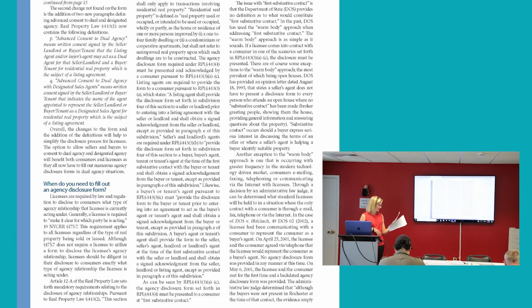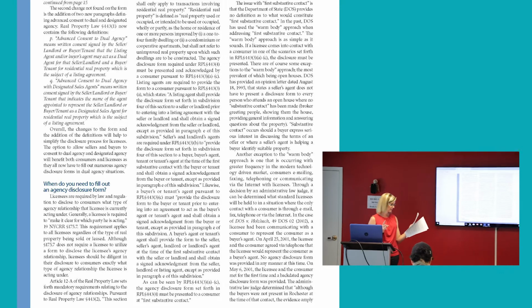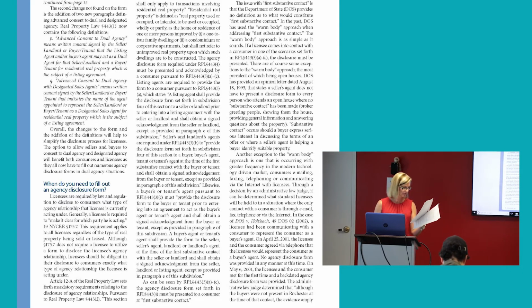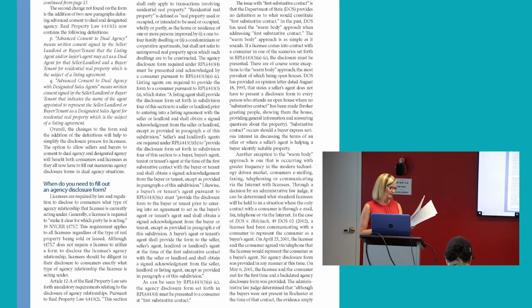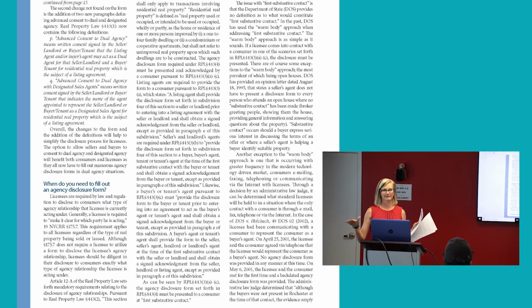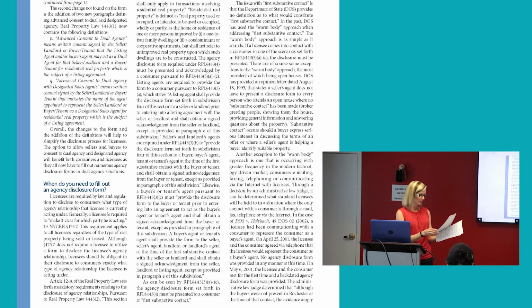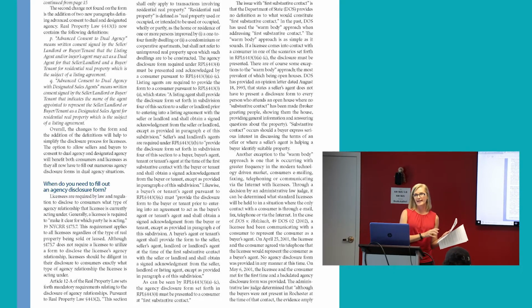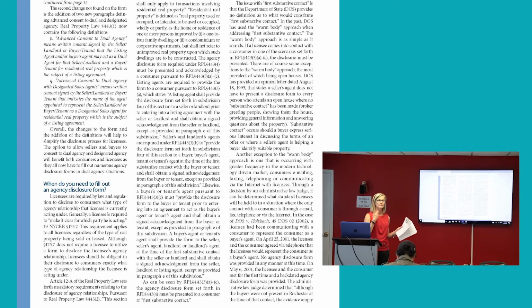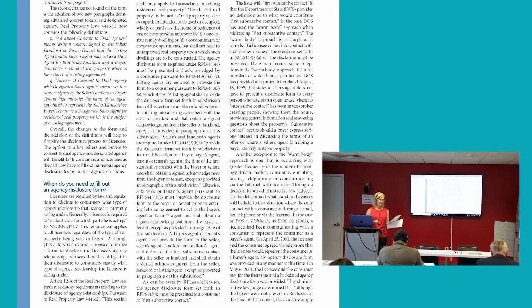Although 175.7 does not require a licensee to utilize a form to disclose the licensee's agency relationship, licensees should be diligent in their disclosure to consumers exactly what type of agency relationship the licensee is acting under. And that is on the telephone, in an email, anything, okay? So what that's saying is you don't really need the document right there, okay? But it has to verbally be acknowledged who you're representing.